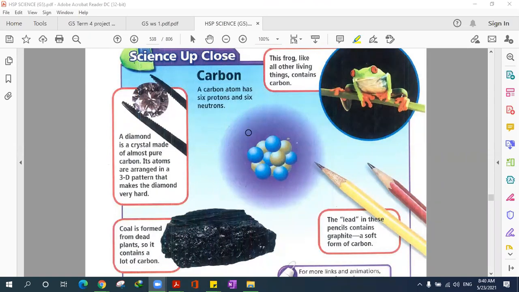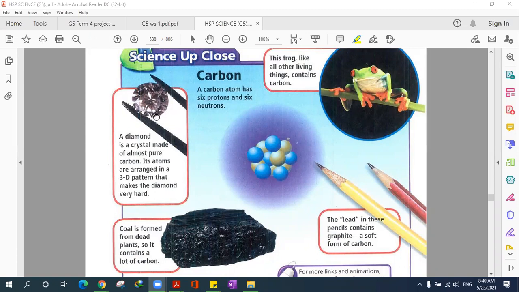A carbon atom is a building block of different things. First, it's a building block of living things. Do you all know that we have carbon atoms in our cells? We mentioned before that one cell is made up of trillions of atoms. Yes, so carbon is found in our living cells.